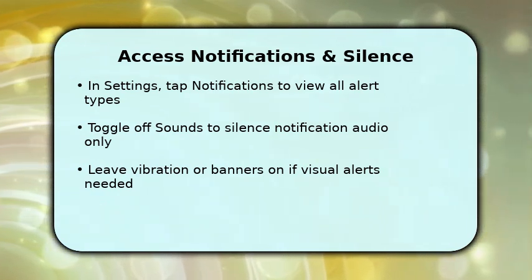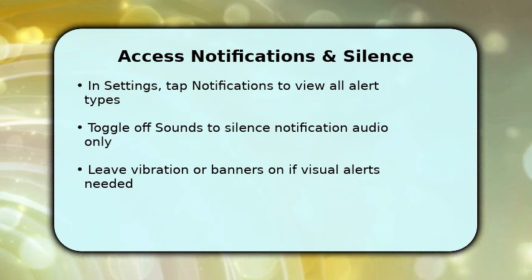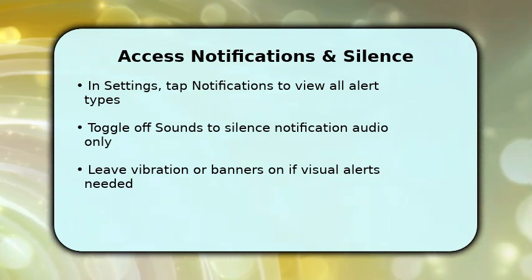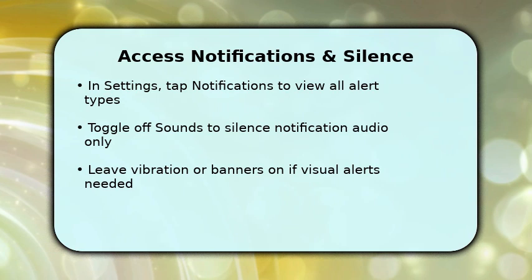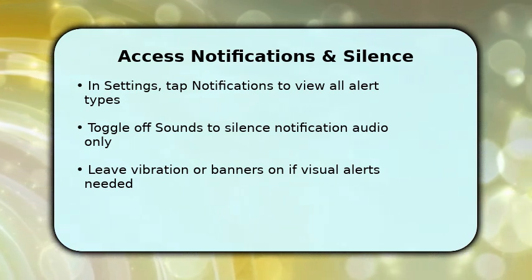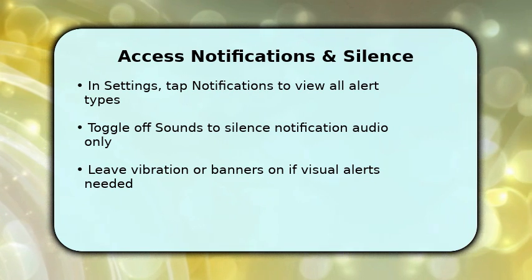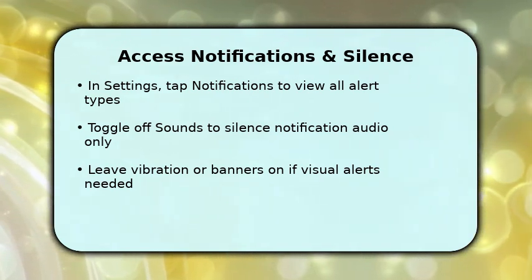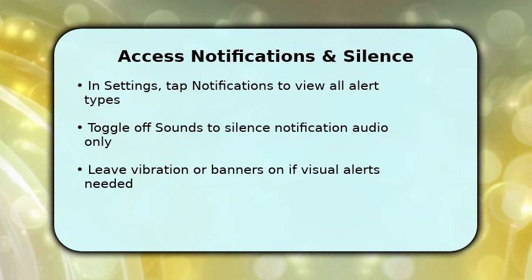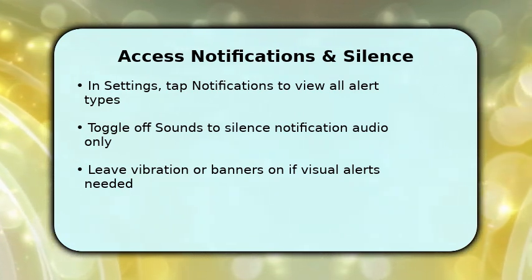To mute only the sound, toggle off sounds. This preserves push banners while removing audio, which is the only way inside the app to stop noise without disabling notifications entirely. Once you flip sounds off, test by asking a friend to send a snap. If you want visual cues, keep banners or vibration enabled so you still see alerts silently.